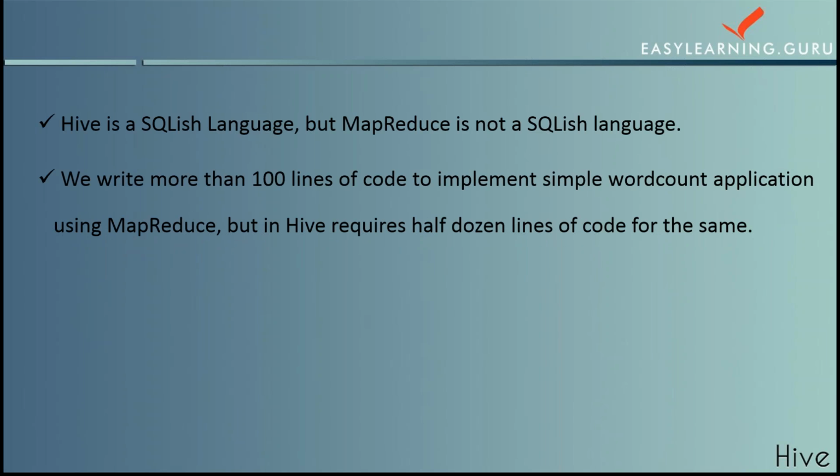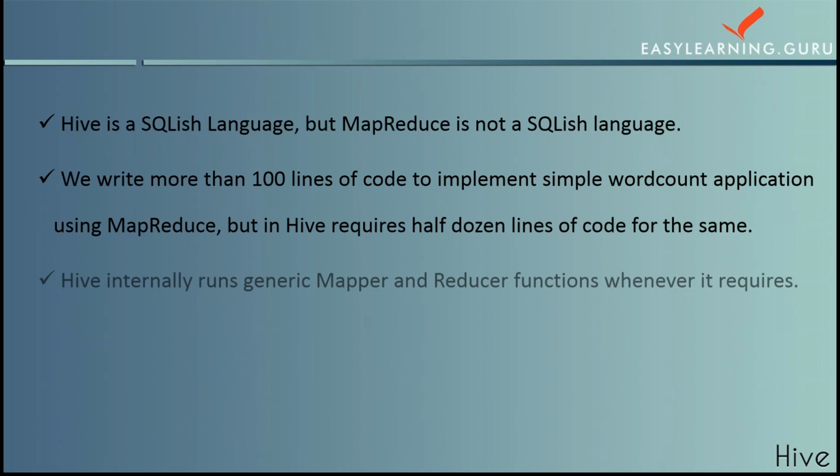We write more than 100 lines of code to implement a simple word count application using MapReduce, but it takes only about half a dozen lines of code for writing the same thing in Hive. So it takes very little time to write the Hive query compared to MapReduce code. If we have a word count problem, we might be using 50 to 100 lines of code in MapReduce, whereas only 5 lines of code in Hive. So you basically save time here.